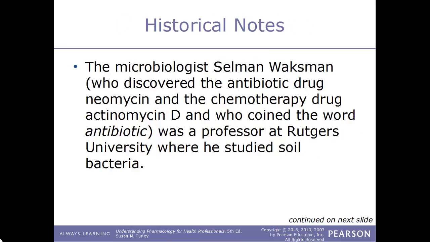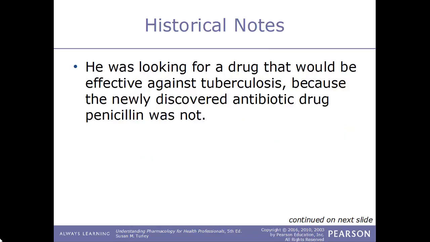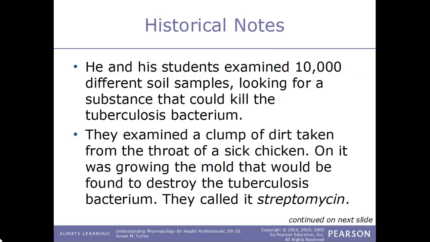A quick historical note, the microbiologist Selman Waxman, who's known for discovering the antibiotic drug neomycin and also the chemotherapy drug actinomycin D, and who also coined the word antibiotic, was a professor at Rutgers University, where he studied soil bacteria. Now, he was looking for a drug that would be effective against TB, because the newly discovered antibiotic drug, penicillin, was not effective.